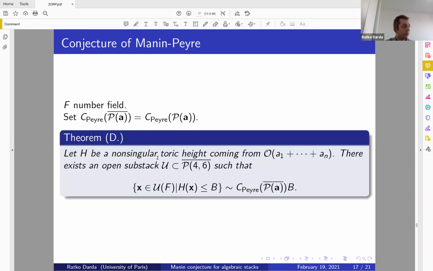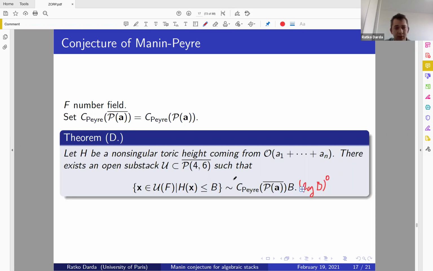And then we prove, for non-singular toric heights coming from the anti-canonical line bundle, that there exists an open substack such that the conjecture of Peyre, the Manin pair, is verified. Why is it verified? Normally you have here the logarithm of B to the power rank of the Picard group minus 1, but we have seen that our Picard group is Z, so its rank is 1, so we get 0.